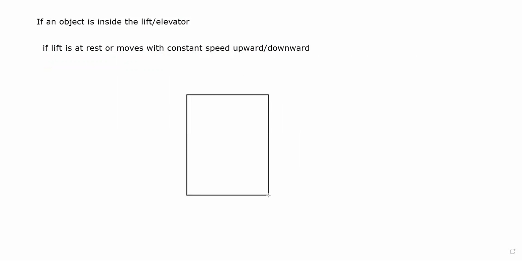So for example, this is a lift which is attached to a cord. This is the cord which is attached. And there's a person inside the lift. So what happens? Because this lift is either at rest or moves with a constant speed, the resultant force will be 0. This means there is no resultant force. So if there is no resultant force on the lift, there should be no resultant force on the person.